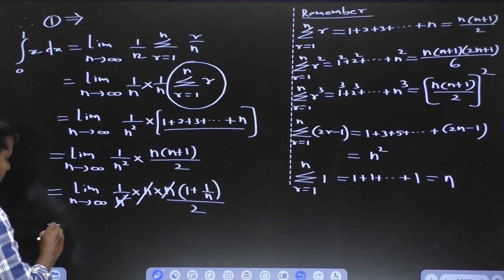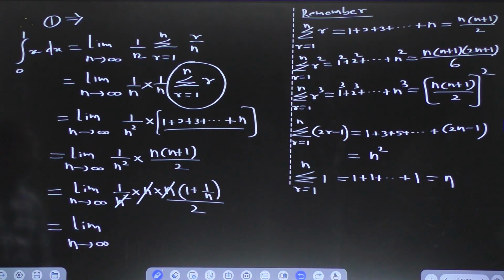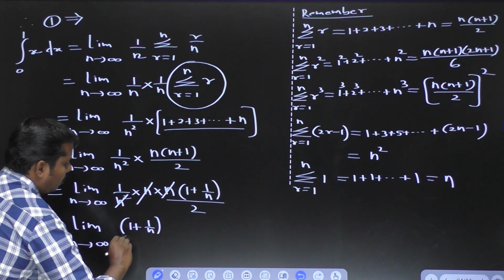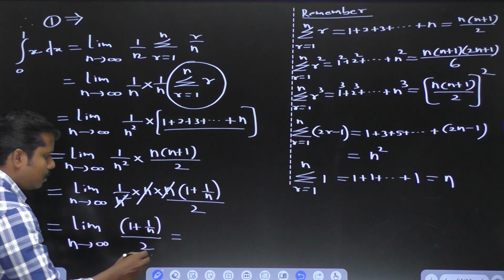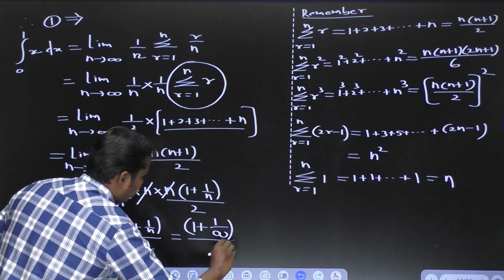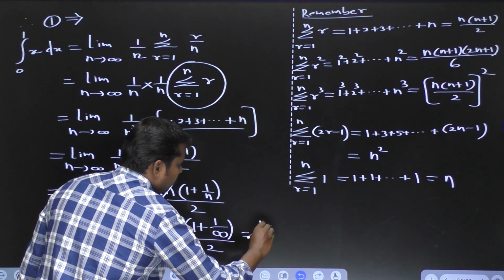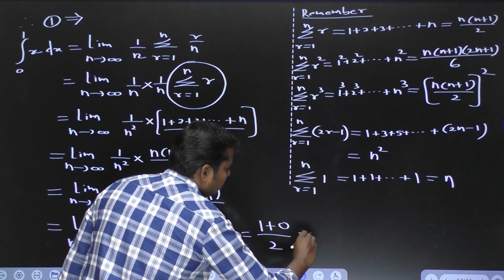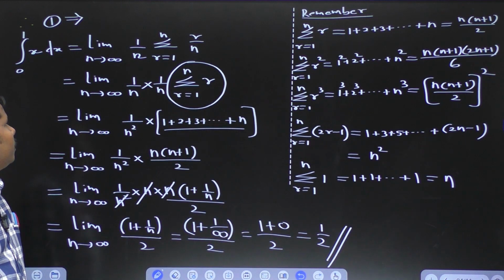So what you are getting here? Limit n tending to infinite. What are the remaining things? There is (1 plus 1 by n) divided by 2. Now substitute infinite in the place of n. So (1 plus 1 by infinite) whole divided by 2. What is 1 by infinite? 0. So 1 plus 0, 1 by 2. So eventually the answer is 1 by 2.